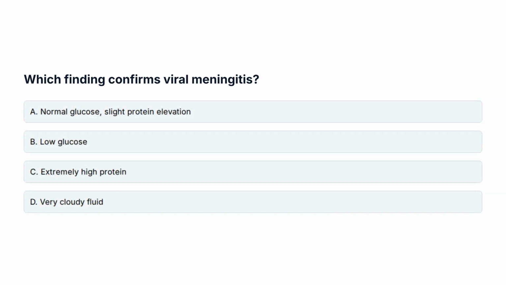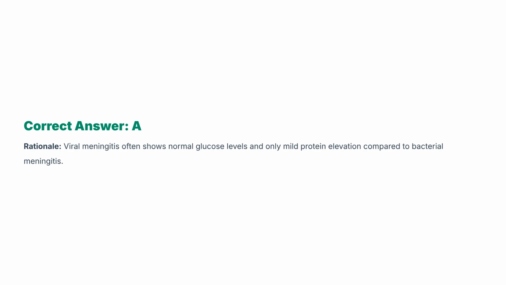Which finding confirms viral meningitis? The correct answer is A. Viral meningitis often shows normal glucose levels and only mild protein elevation compared to bacterial infections.